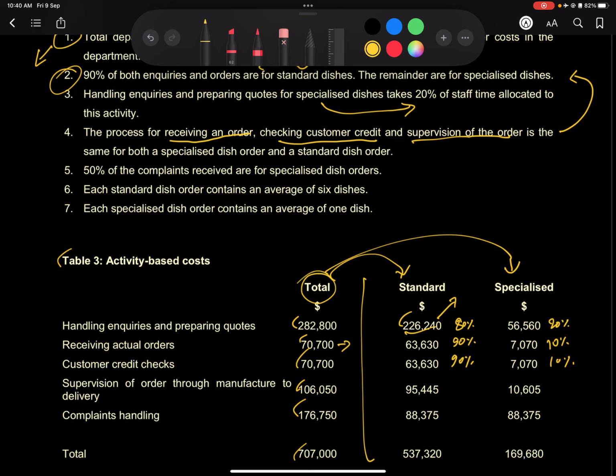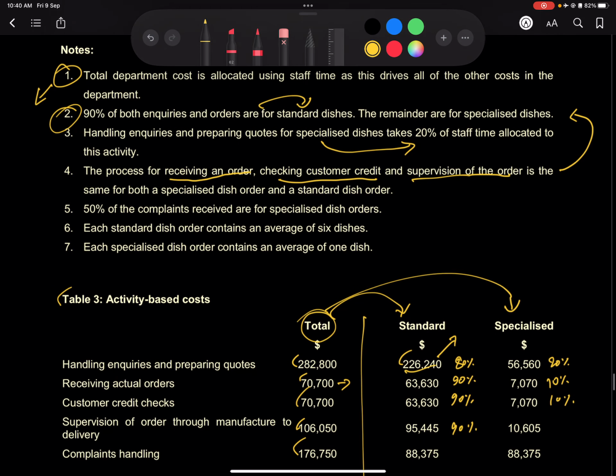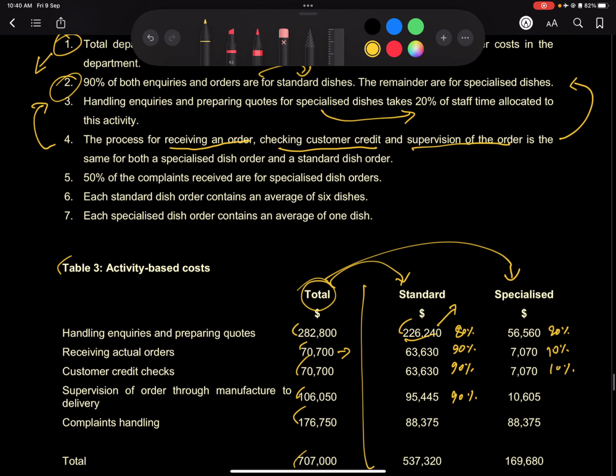106050 times 0.9. So this is also going to be 90%. Okay, why do I do that? Remember the logic right over there. Point number 2 and 4 are very interrelated. That will give you a hint, a very important thing right over there.